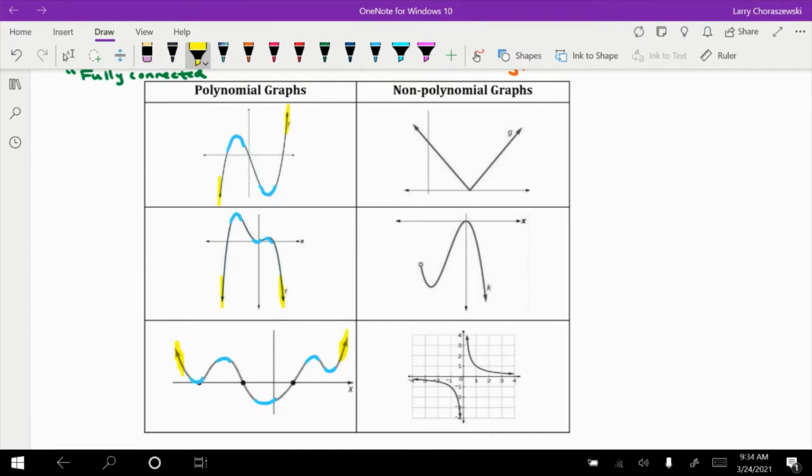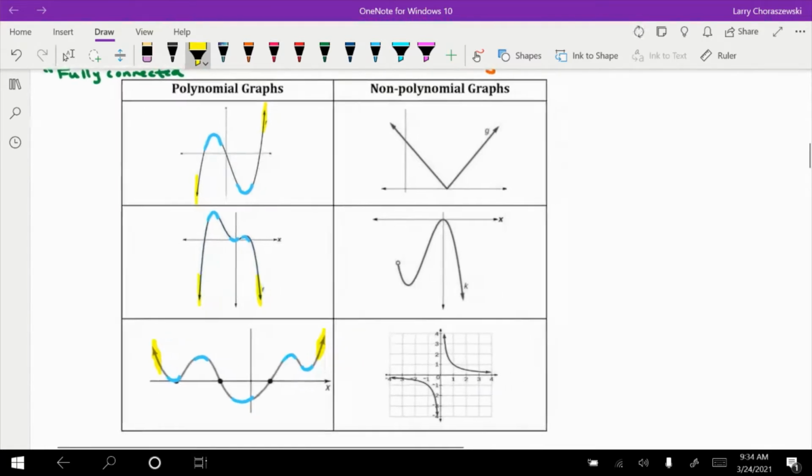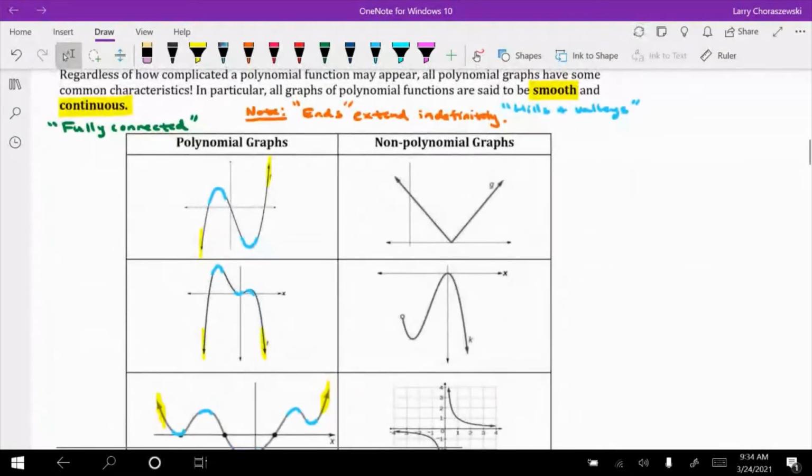Some examples of non-polynomial graphs are in the second column. If we look at the graph at the very top, it does have some of the hallmarks of a polynomial function. Like, for example, it's fully connected and the ends extend indefinitely. But the issue with this graph, which does not make it a polynomial, is what's happening right here. That's something that we would call a sharp point.